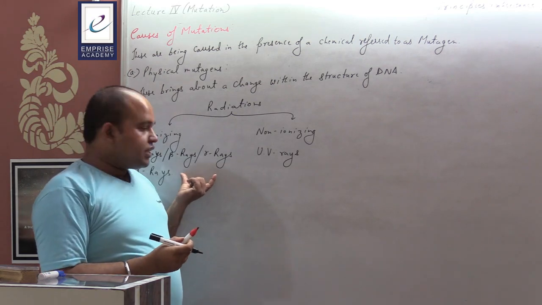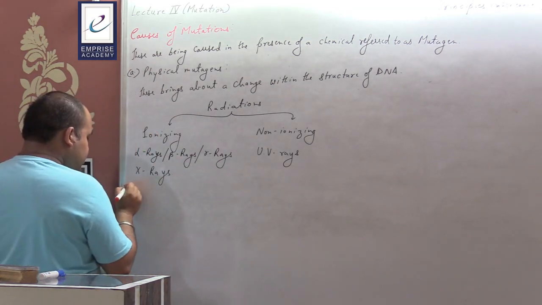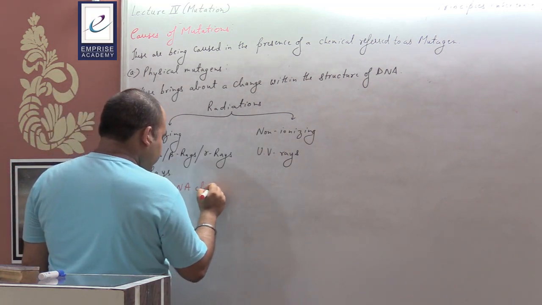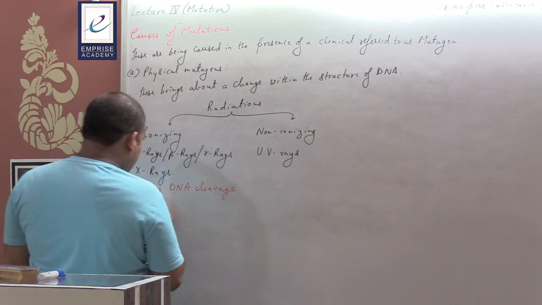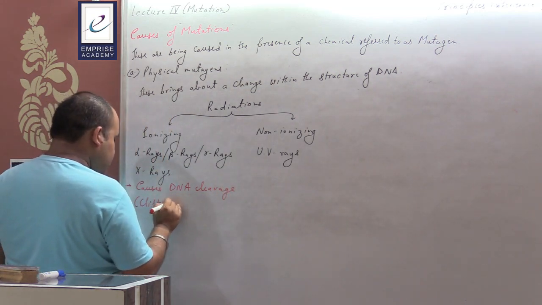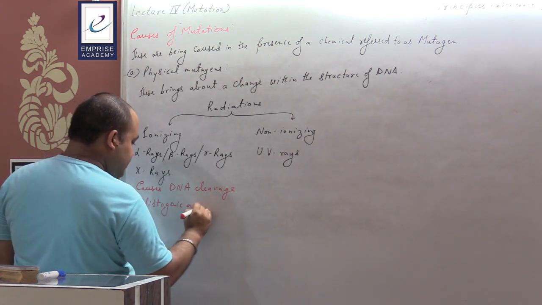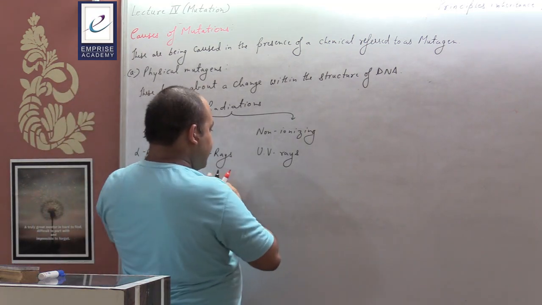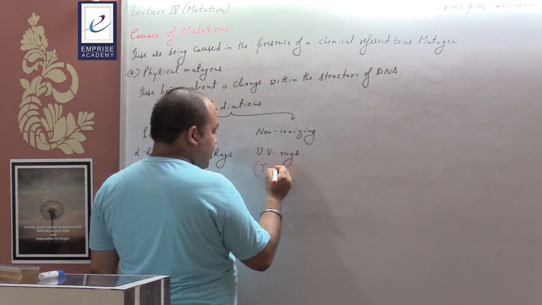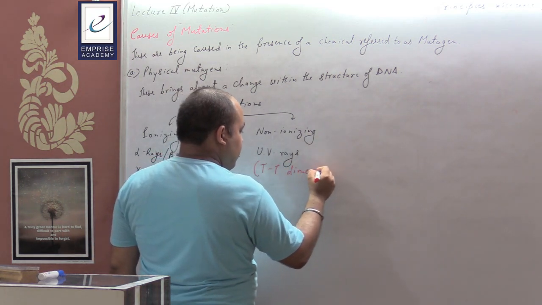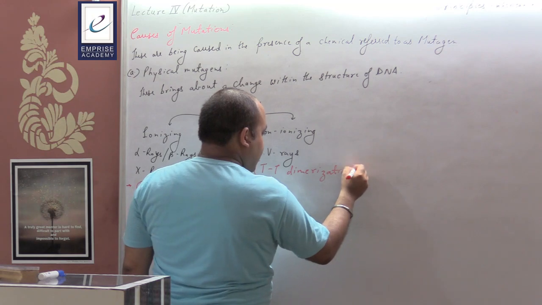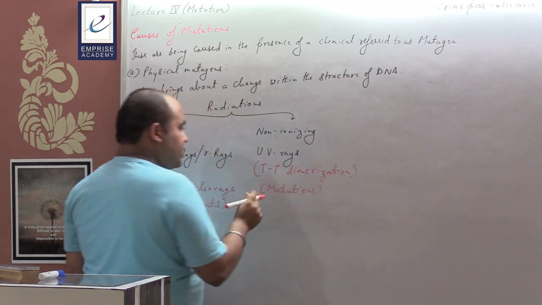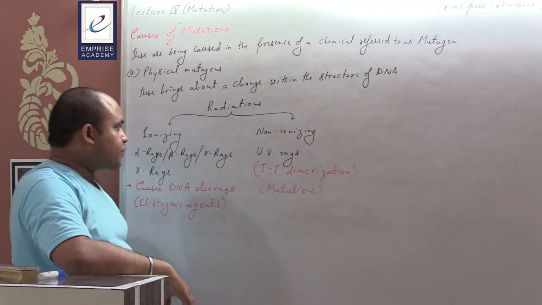They cause cleavage of the DNA, so they are called clastogenic agents. Whereas the UV rays cause TT dimerization, thymine dimerization, and hence mutations within the structure of the DNA.